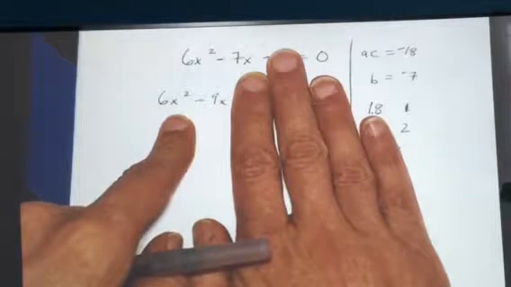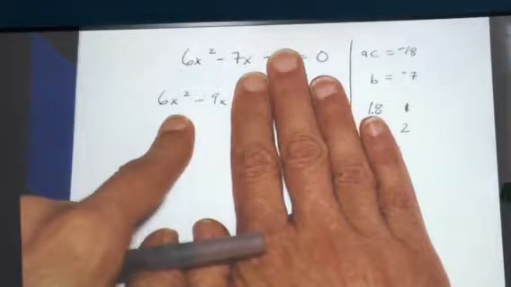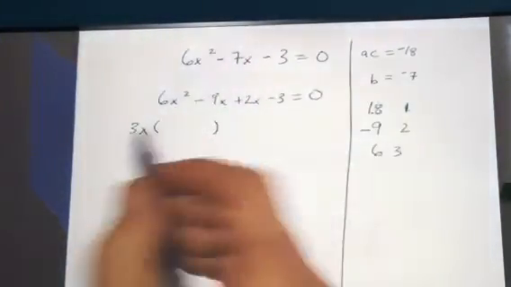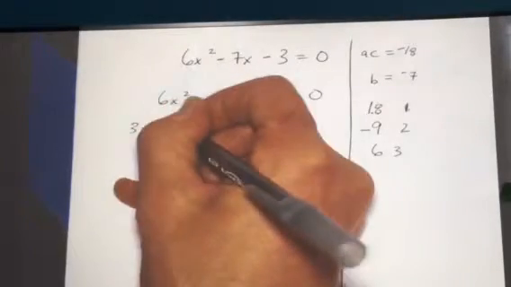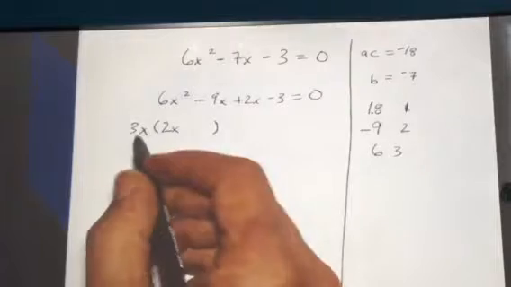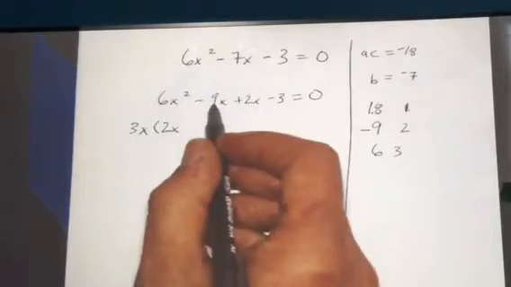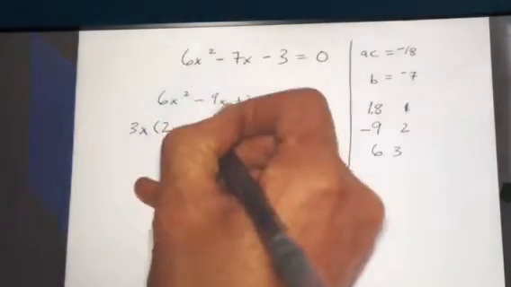And the greatest common factor with 6x squared and 9x is 3x. Now 3x times something is 6x squared, that's 2x. Then 3x times something is minus 9x, that's minus 3.